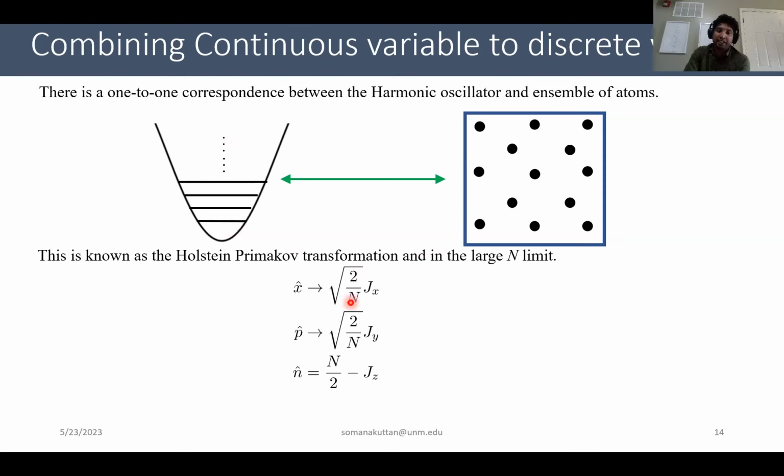They will become like the square root of 2n times Jx will become the x, square root of 2n times Jy will become the p, and then n, which is a number operator, will just be n by 2 minus Jz. So this is known as the Holstein-Primakoff transformation, and we can just use this here. Whatever we have in the harmonic oscillator case, whatever codes we have, we can actually transform this to the case of this ensemble of atoms.